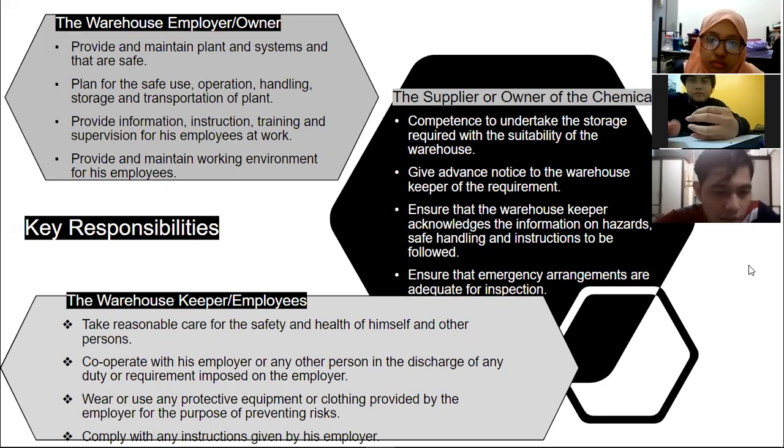Lastly, the warehouse keeper needs to take responsible, reasonable care for the safety and health of himself and other persons, cooperate with the employee or the person in charge in the duties imposed on the employer, wear any protective equipment for the purpose of preventing any risk, and comply with any instruction given by his employer.